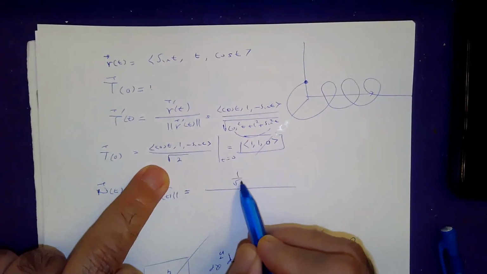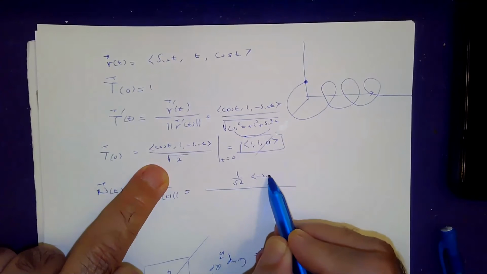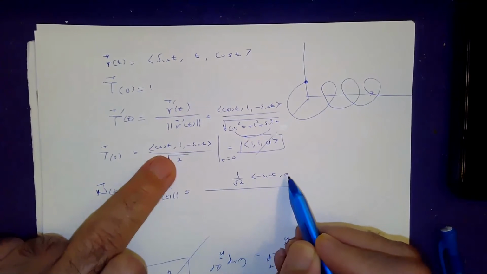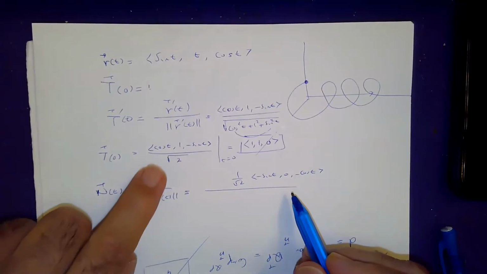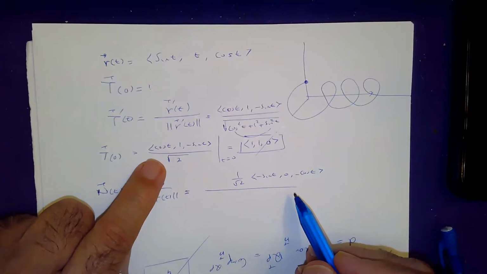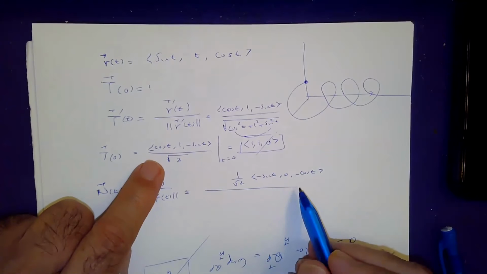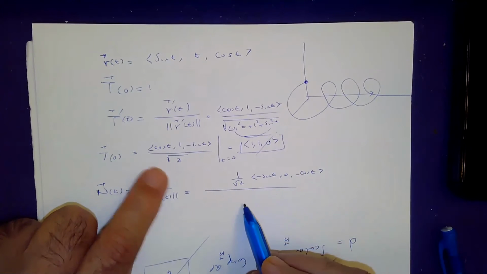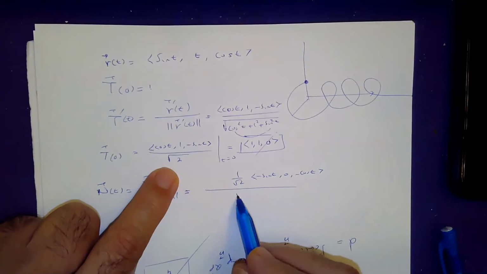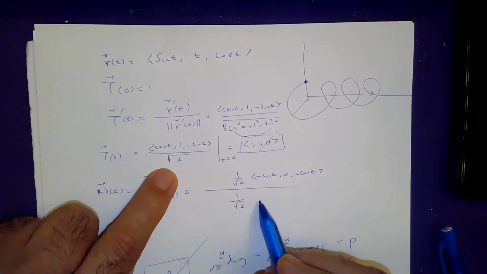It's 1 over square root of 2 times negative sine of t, 0, negative cosine of t. What are you doing? I'm taking the derivative of the unit tangent. Then what are you going to do now? Well, I'm going to take the magnitude. This factor is just a scalar, so it pops right out.